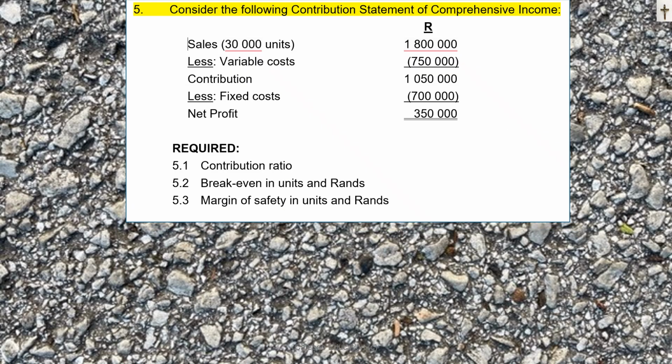The next calculation we need to do is the break even in units. So we need to calculate the quantity of units at the point of breaking even, where no profit or loss is made, and what is the sales income at that point as well in rands. So we're doing 5.2. Here's our information. We want to know the break even in units and what is that rand value at that point.